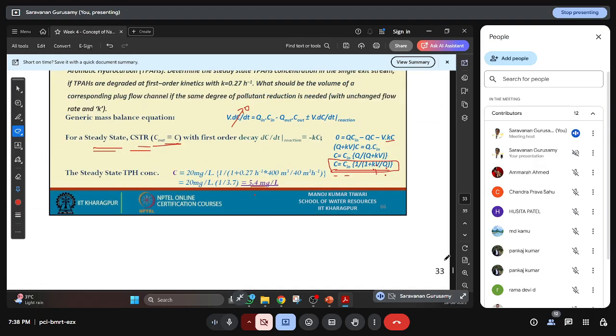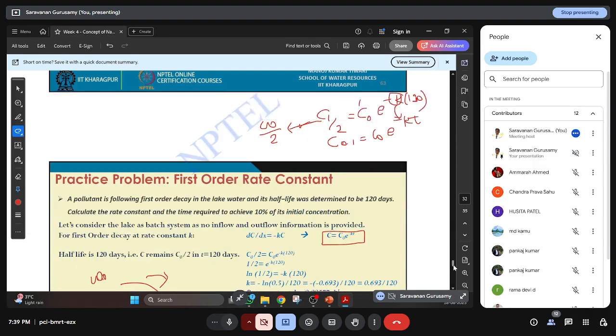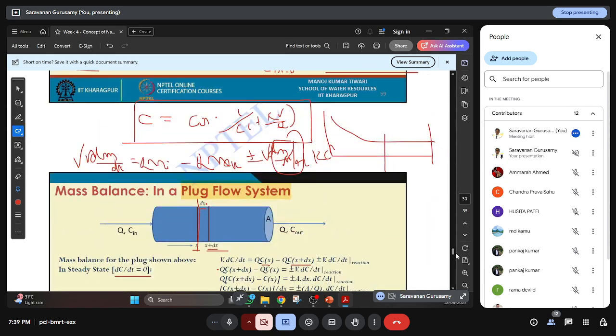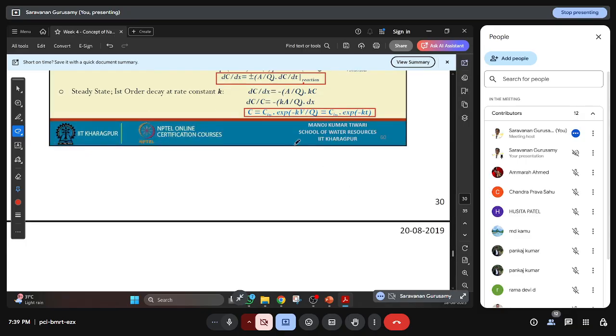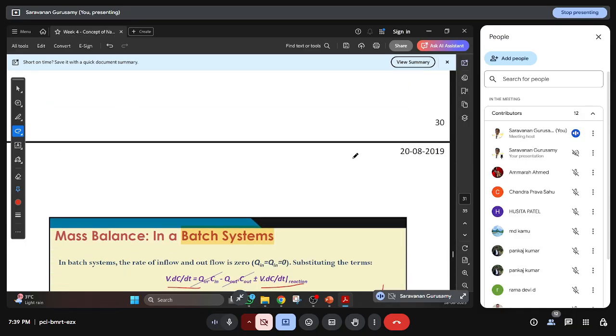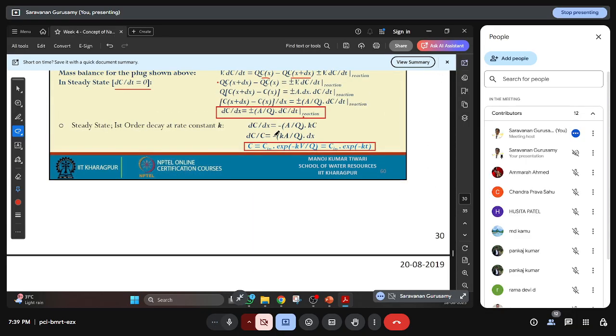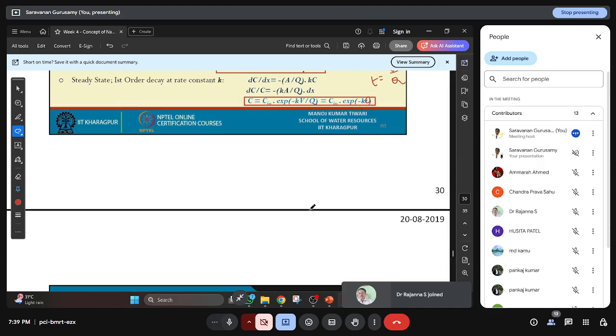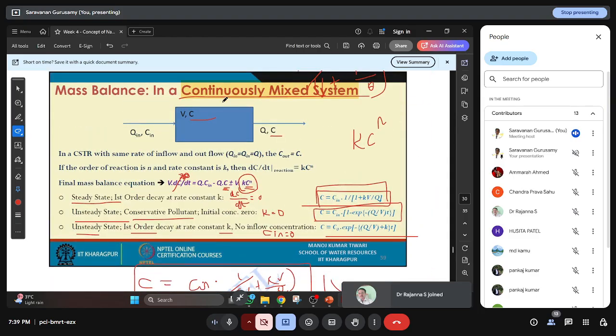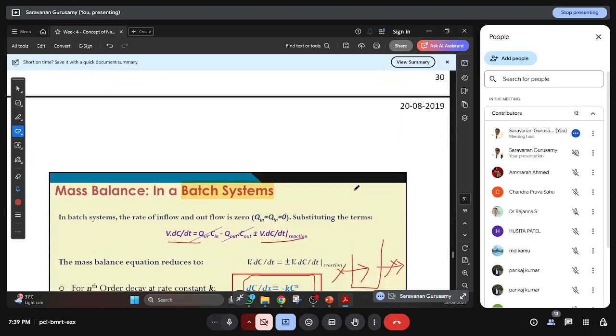So from this, I will show you this formula: C equal to C in into e power minus kt, where t is V by Q. Time equals V by Q, meter cube by meter cube per second, so seconds will be there. You got it? And for the continuously mixed reactor, this is the final formula: C equal to C in into 1 by 1 plus kV by Q. You got it?